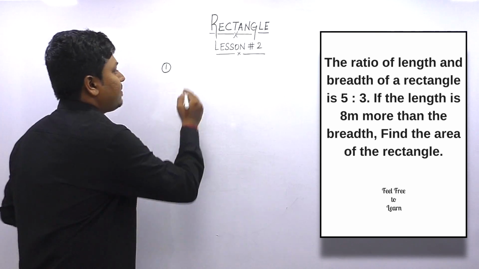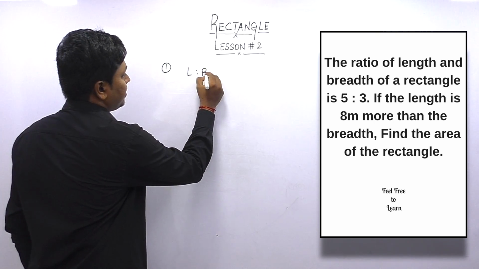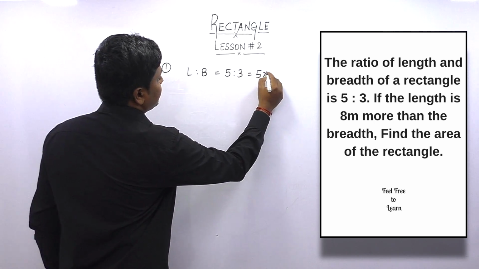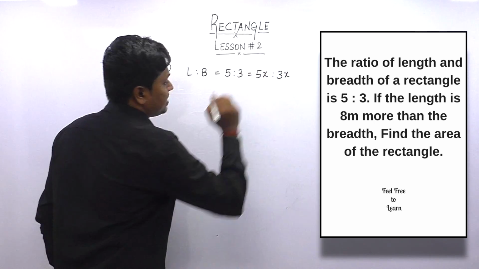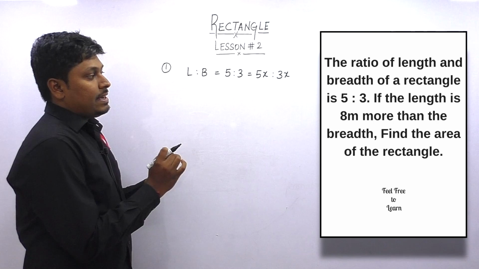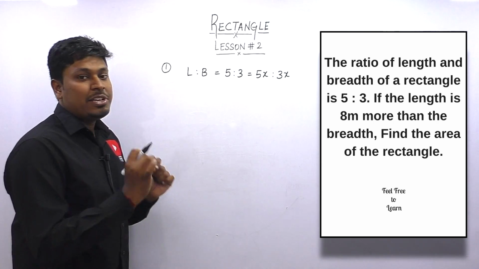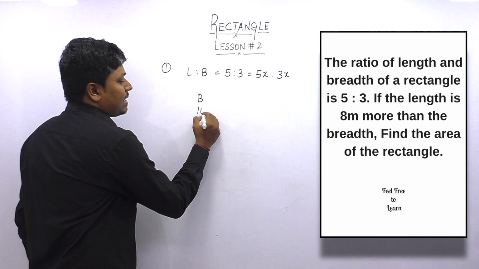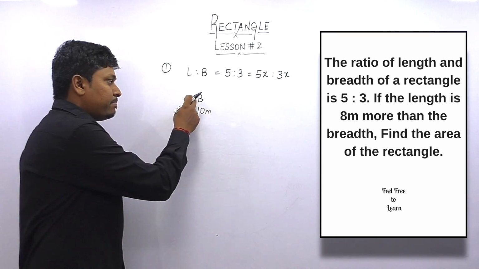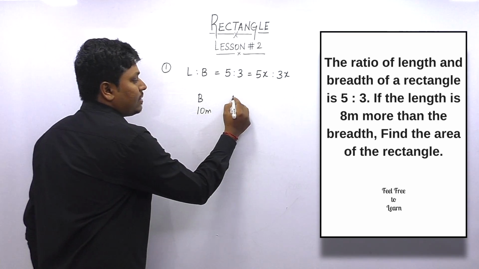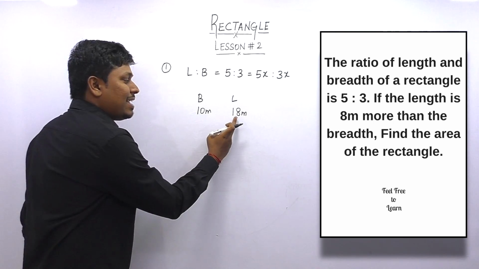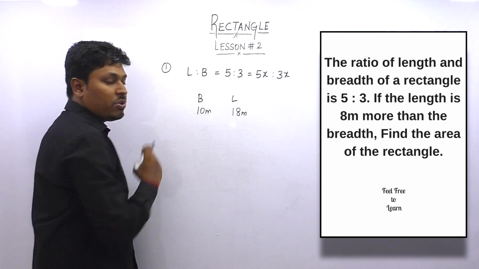So listen here friends, they have given the ratio of length and breadth, that is 5:3, right? So we can keep this as 5x and 3x, right? So 5x is to 3x. So what they are saying is, the length is 8 meter more than the breadth. For example, if breadth is 10 meter, I am saying an example, right? If breadth is 10 meter, then what about length? Length will be 18 meter. So got it, because they have clearly told that length will always be 8 meter more than the breadth.